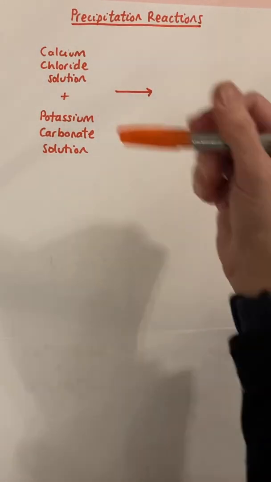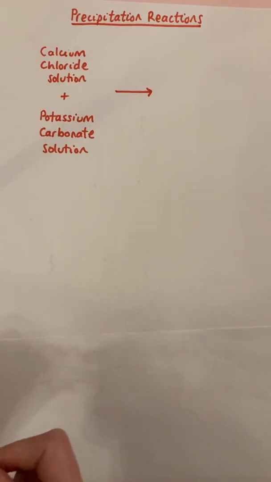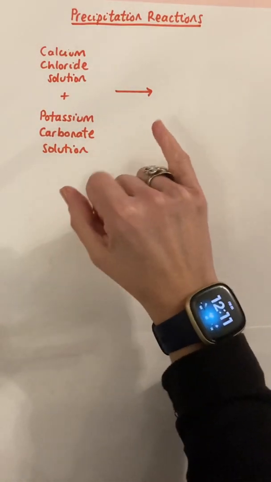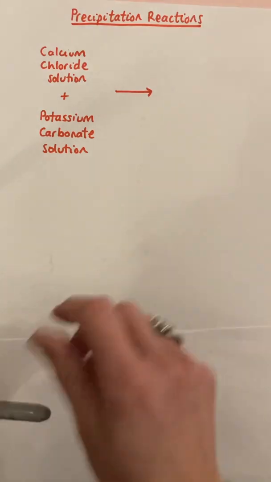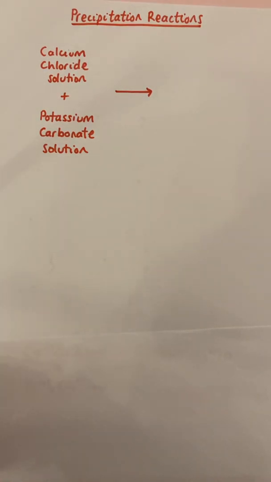So, a short video on precipitation reactions. Precipitation reactions are when we have two solutions, and those two solutions swap their partners and produce one insoluble product. So precipitation reactions actually produce insoluble salts.